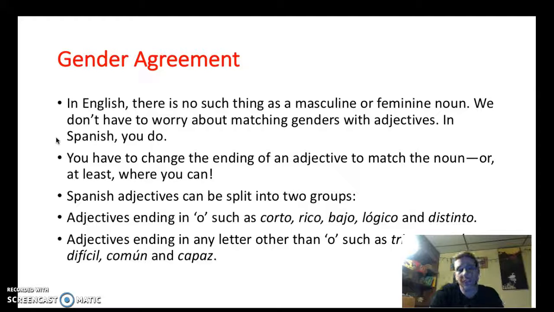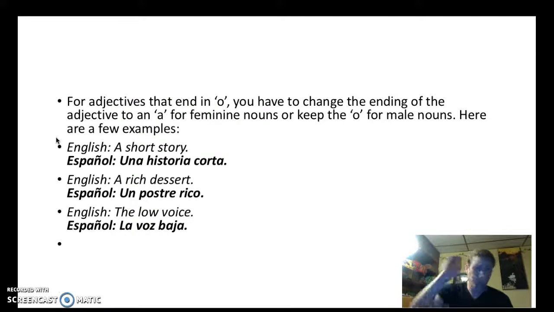So, Spanish adjectives can be split into two groups. Adjectives ending in O, such as corto, rico, bajo, lógico, and distinto. And then adjectives ending in any letter other than O, such as triste, popular, difícil, común. Okay, guys, so the main rule is for adjectives that end in an O, you have to change the ending of that adjective to an A for feminine nouns, or keep the O for male nouns.